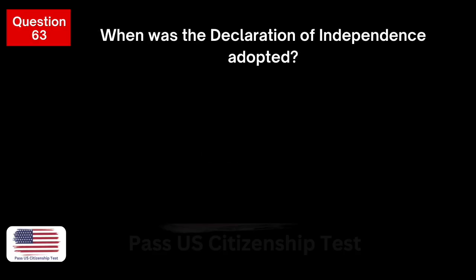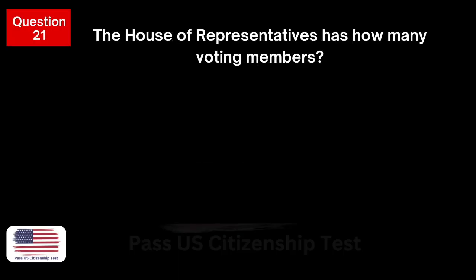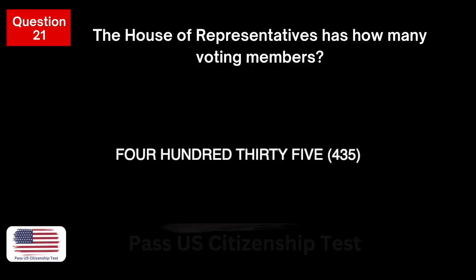When was the Declaration of Independence adopted? July 4, 1776. The House of Representatives has how many voting members? 435.